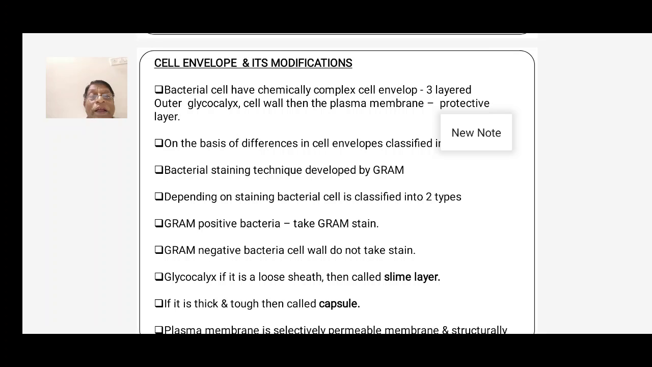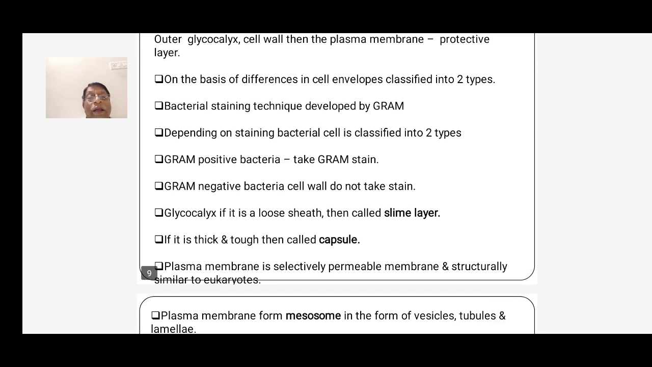Next, after the glycocalyx, next to the glycocalyx, the plasma membrane is present. The plasma membrane is a selectively permeable membrane, and this membrane is structurally similar to that of eukaryotes. Okay. Next, very important thing now.